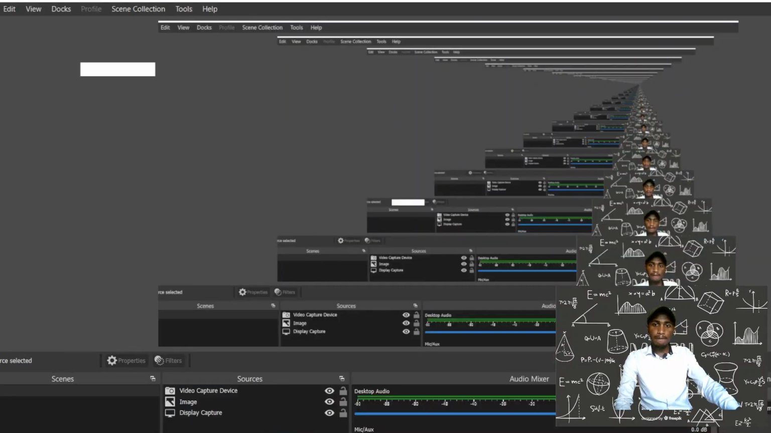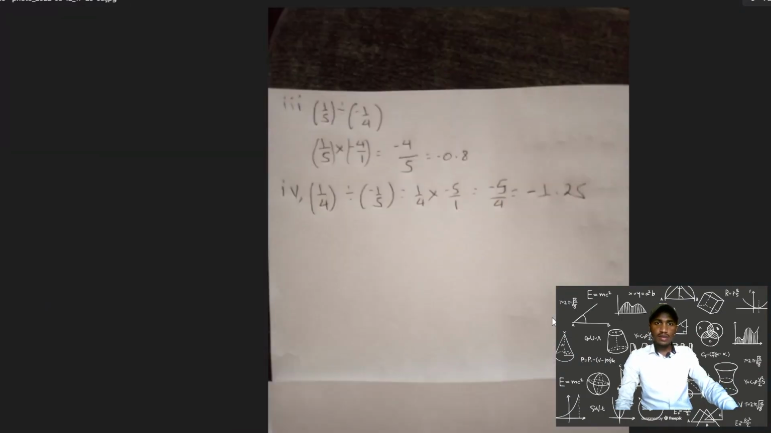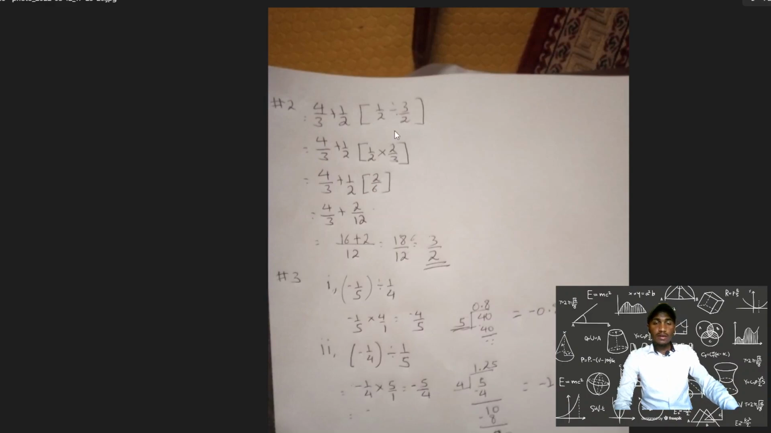This is what I did. 4 over 3 plus 1 over 2, bracket 1 over 2 divided by 3 over 2. We are going to simplify it. Do you remember the property of A over B divided by C over D? It means A over B times D over C. So 1 over 2 divided by 3 over 2 means 1 over 2 times 2 over 3.